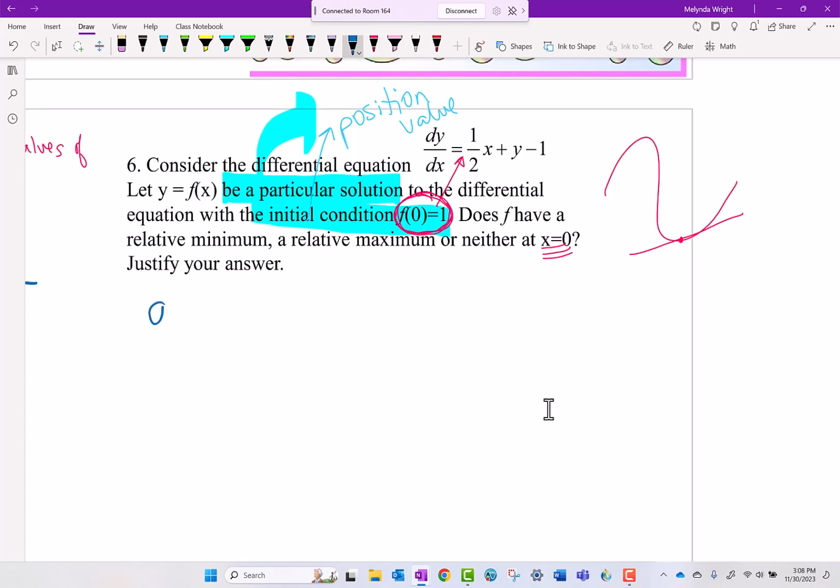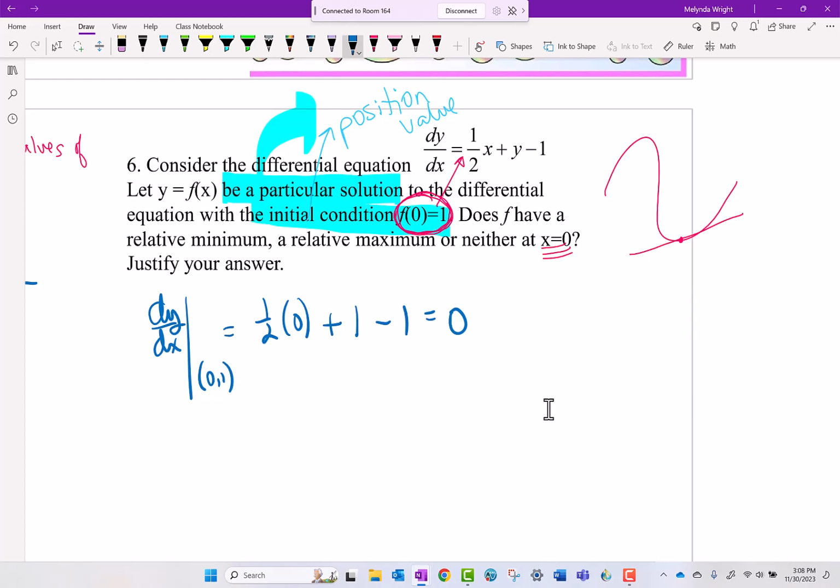Okay, so I have dy dx at 0, 1 equals. I have 1/2, I put a 0 in for x, plus I put a 1 in for y, minus 1. I go through that and I get 0. So what that just told me is that the first derivative is 0 there. That qualifies me to use the second derivative test. You with me? I'm qualified to use the second derivative test.